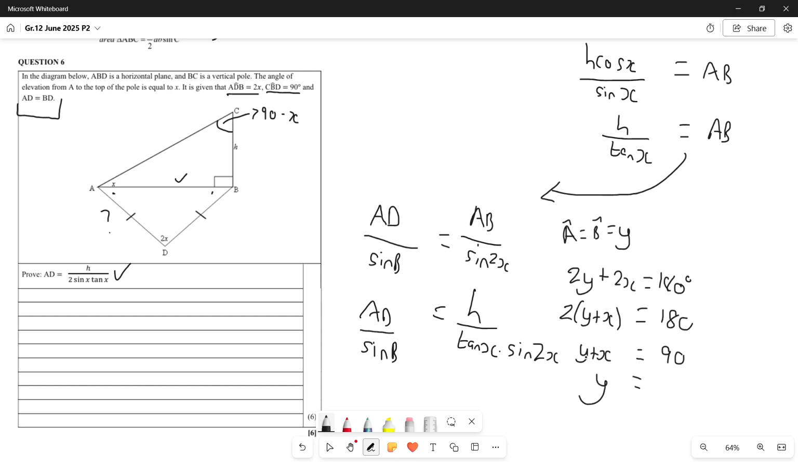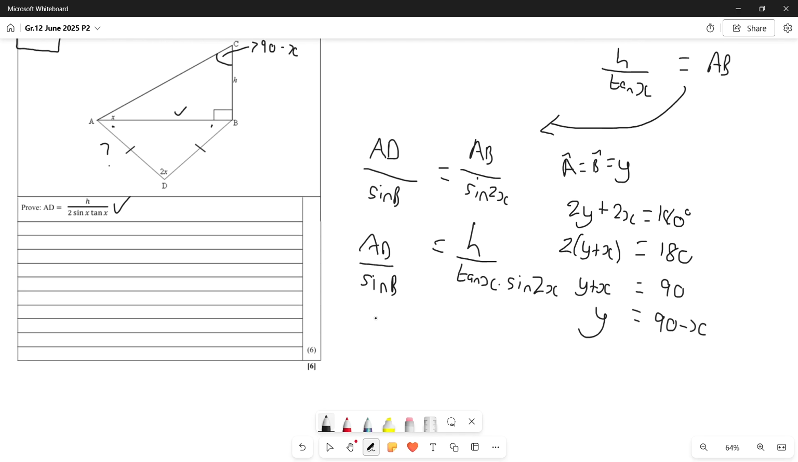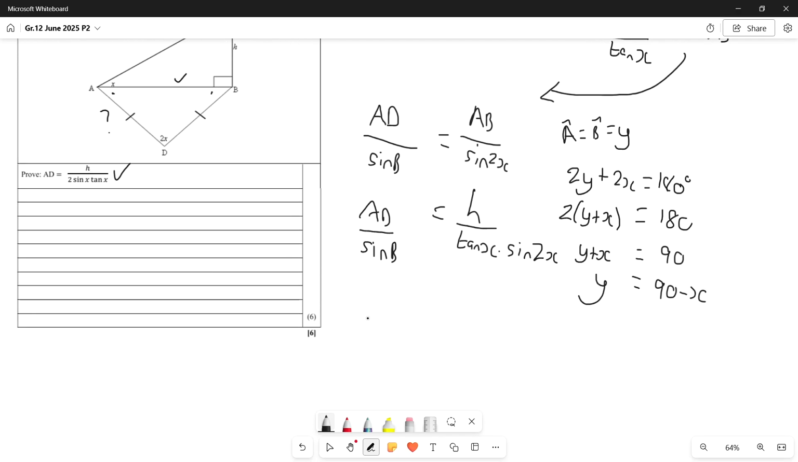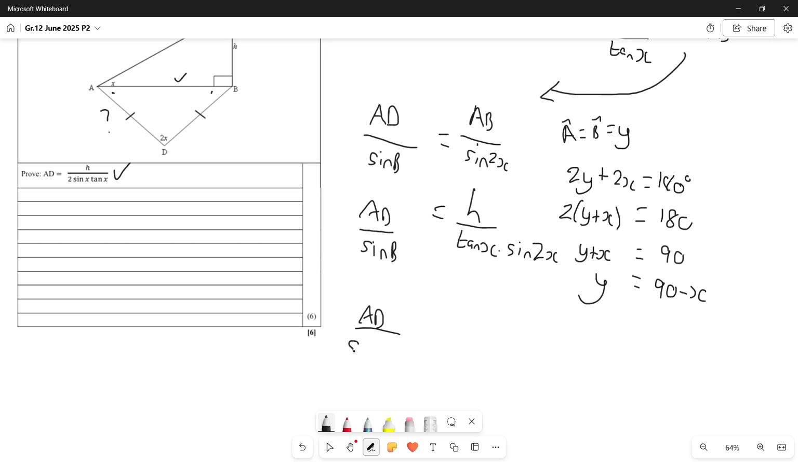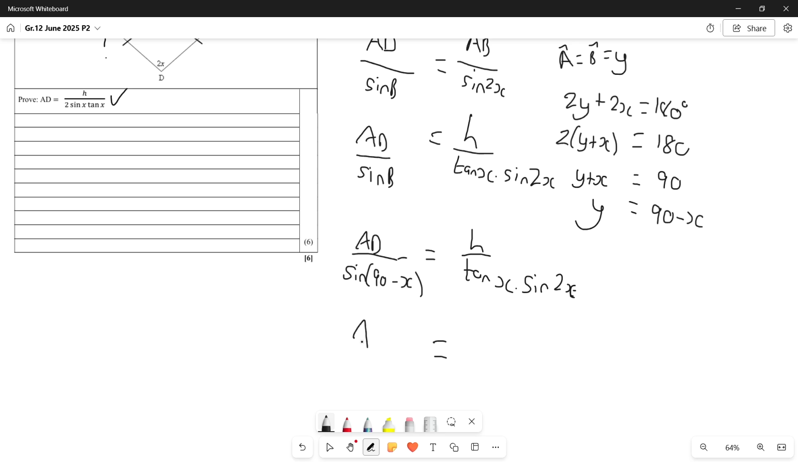And then once again, to isolate for Y, we take the X over, and we have 90 minus X over there, which means B's angle and A's angle are both 90 minus X. So over here, the sine B, the angle that we're dealing with opposite our AD, is 90 minus X, which we can plug in now. And once again, that'll be a cofunction, just like the previous question. So over here, we have AD over sine 90 minus X, and this equals h over tan X times sine 2X. So I'm just going to turn this into cos X over there. So we have AD over cos X, because this was a cofunction, and then h is over here.